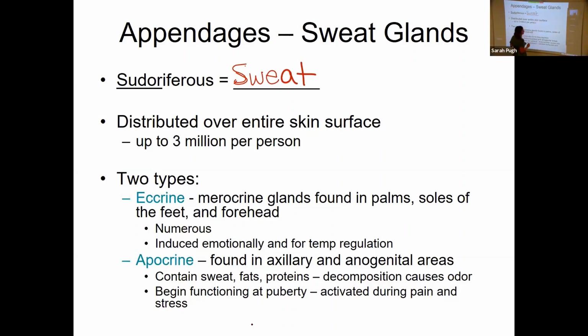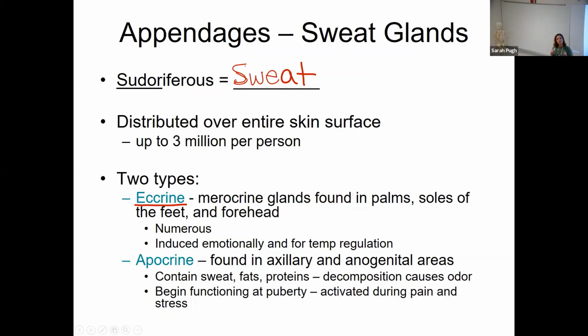There we go. So those are our sweat glands. We have sweat glands pretty much all over the entire surface of our body. We have about 3 million sweat glands on our bodies. And there's two kinds of sweat glands. We have one type called eccrine. Eccrine sweat glands are glands that you would find on your palms, on the soles of your feet, and on your forehead. You have a ton of these.